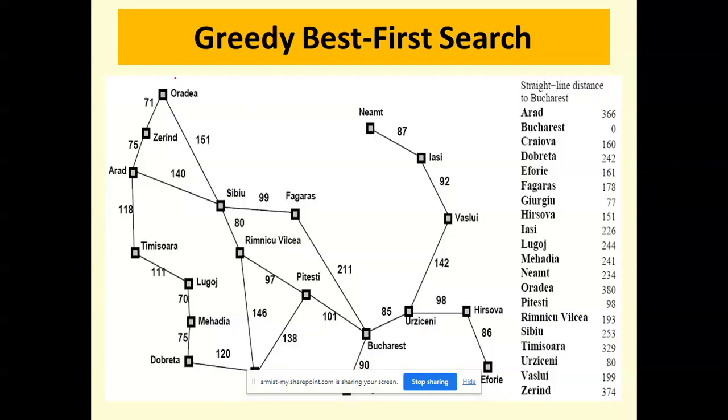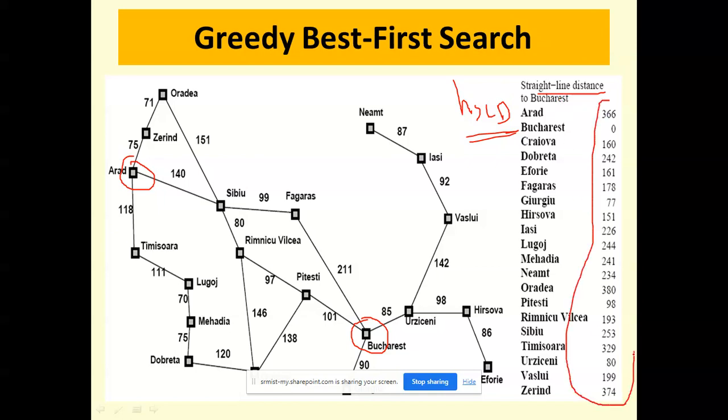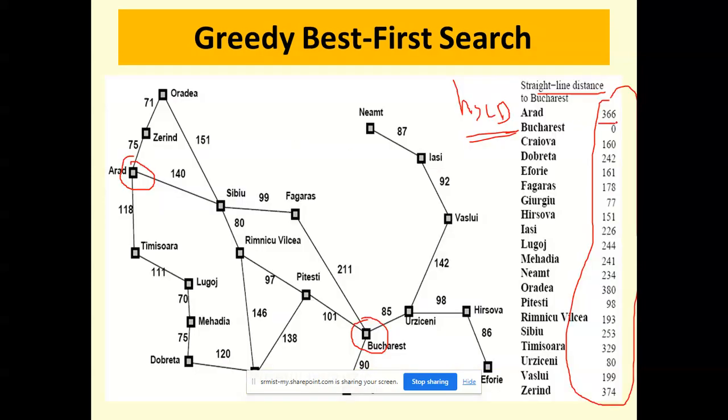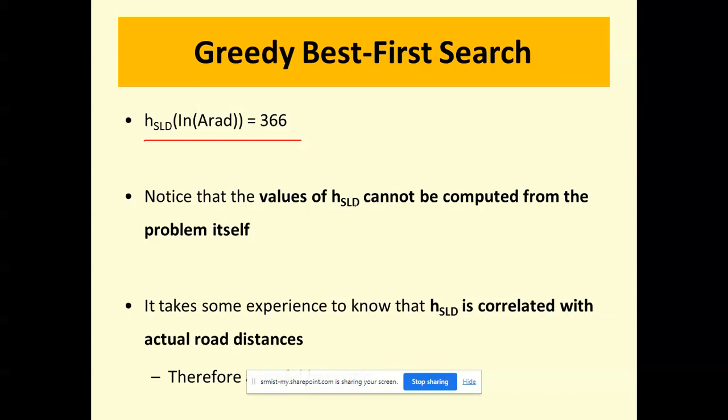Here you have an example, a route finding problem. You have to start from Arad and reach the location Bucharest. As I told you, you have HSLD, that is straight line distance calculation. Without h of n, you cannot solve this problem. That's why you have the distance of each of the locations. You have to cross each of the cities. HSLD for Arad is 366, and you have to find the closest next node.